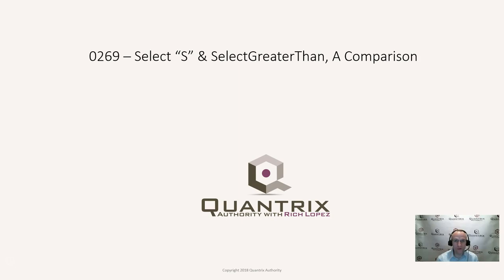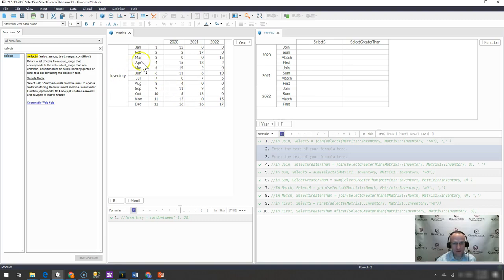This is going into some Quantrix theory about the two different functions of Select S and Select Greater Than, and maybe some nuances that are associated with each of these functions. So I have a model here that has a list of inventory by year by month. And the two functions that we're comparing are Select S.